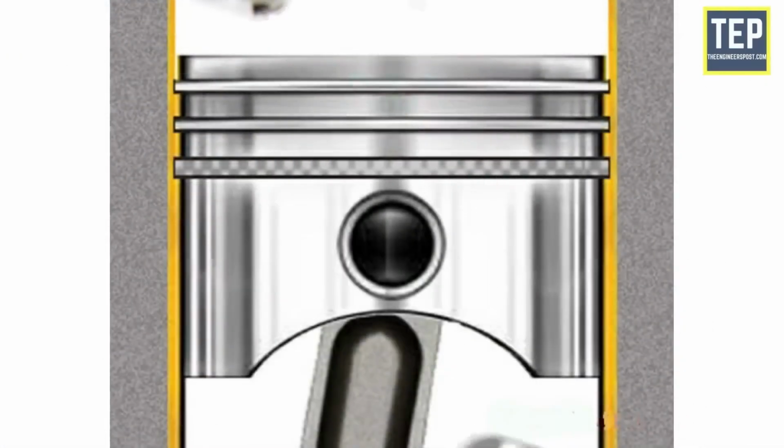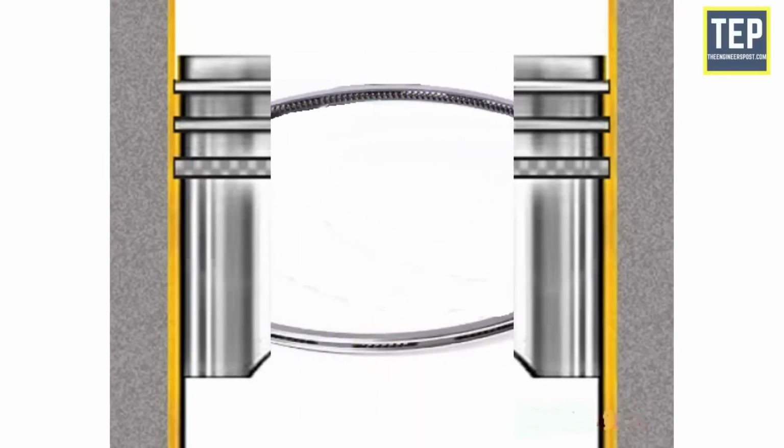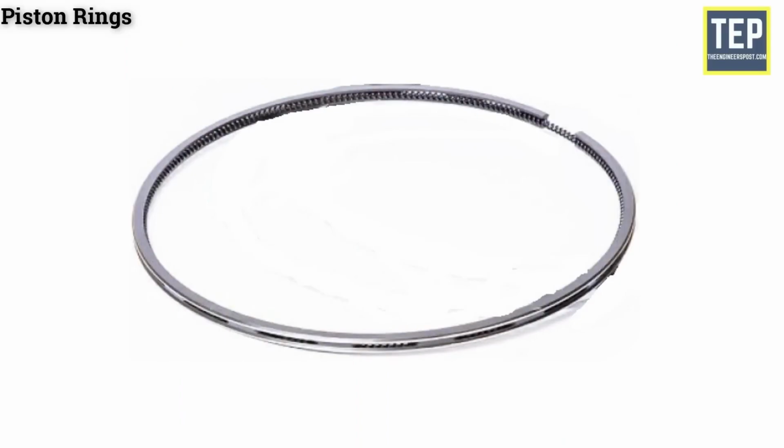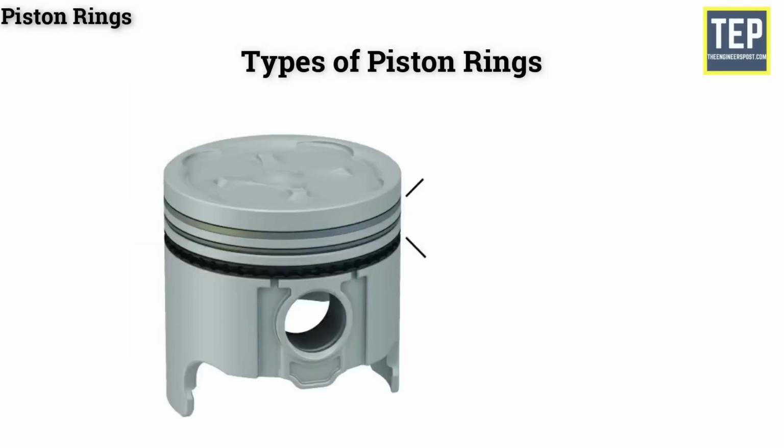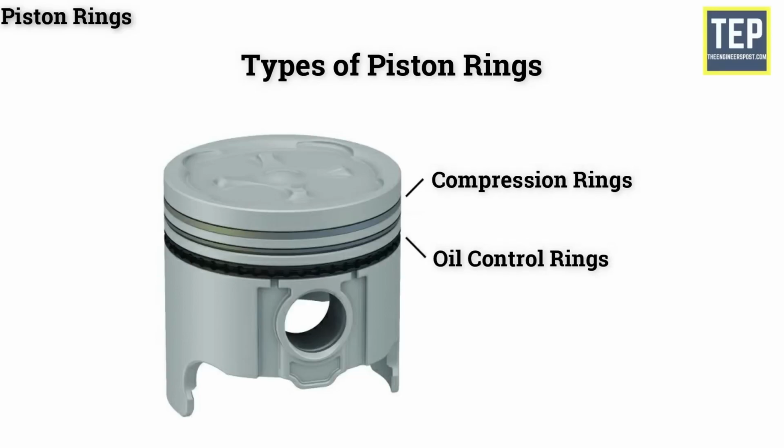Piston rings. The piston rings are fitted into the grooves of the piston to maintain a good seal between the piston and the cylinder wall. The function of piston rings is to form a seal against high-pressure gases from the combustion chamber entering into the crankcase. The material generally used for piston rings is fine-grained alloy cast iron containing silicon and manganese. It has good heat and wear-resisting qualities. Mainly there are two types of piston rings available. They are compression rings and oil control rings. The number of piston rings used is about 2 to 4 compression rings and 1 to 2 oil control rings.